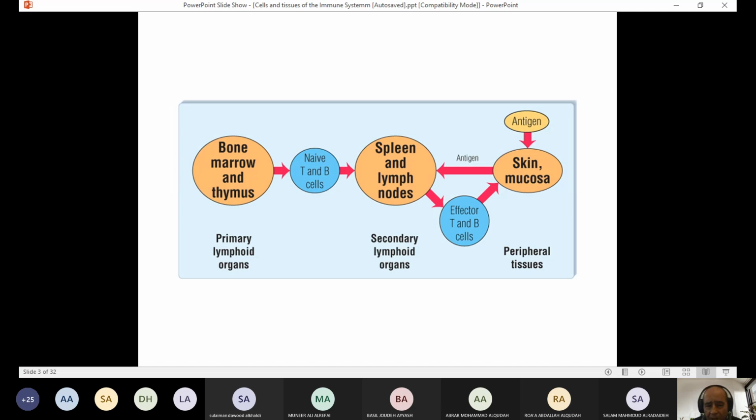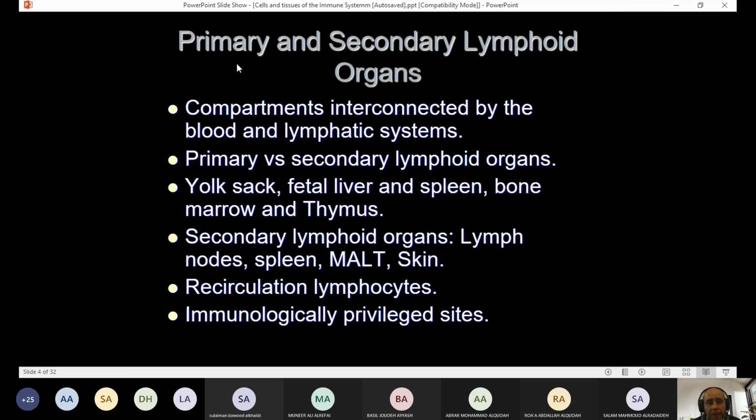So the things start here from the antigen going through the skin, the mucous membranes, and then into the secondary lymphoid organs, where it will meet its antigenic counterpart. So always we keep talking about what we call primary and secondary lymphoid organs. The primary lymphoid organs are the bone marrow and the thymus gland, and the secondary lymphoid organs are where they meet their antigenic counterparts, like lymph nodes, spleen, for example, and so on.